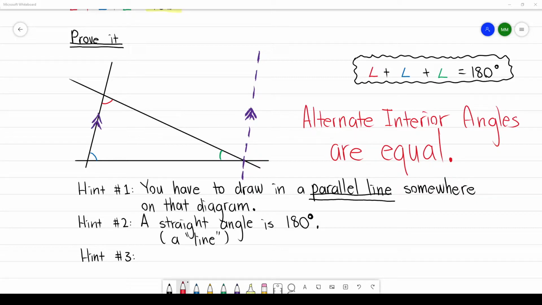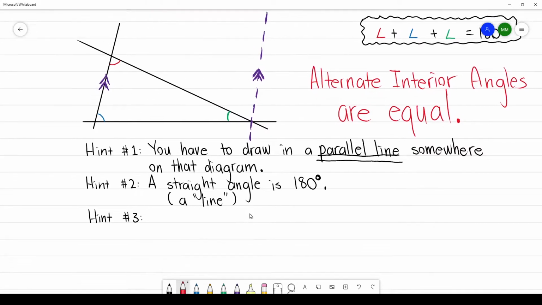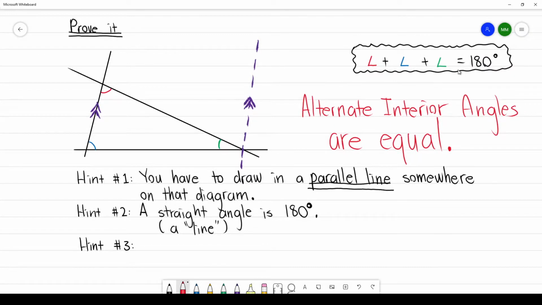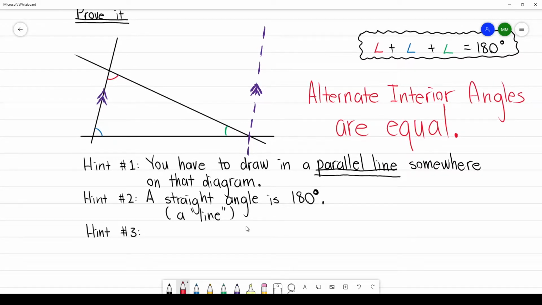Okay, so are we stuck? You want the third hint? I'll give you the third hint. So hint number 3. And remember, you just want to show that they are equal to 180. I don't want you to find any values, okay? There is no answer per se, but more of an explanation. Okay. So hint number 3.